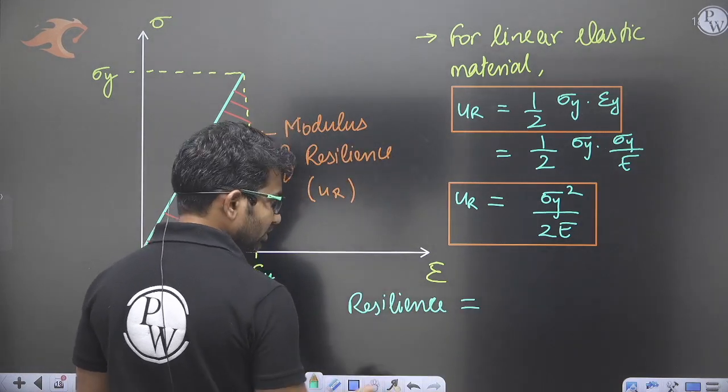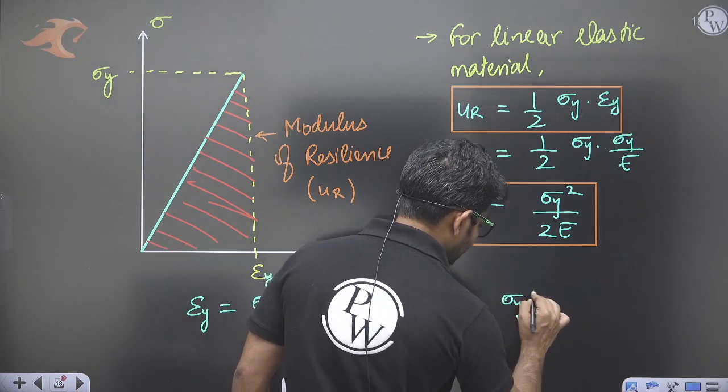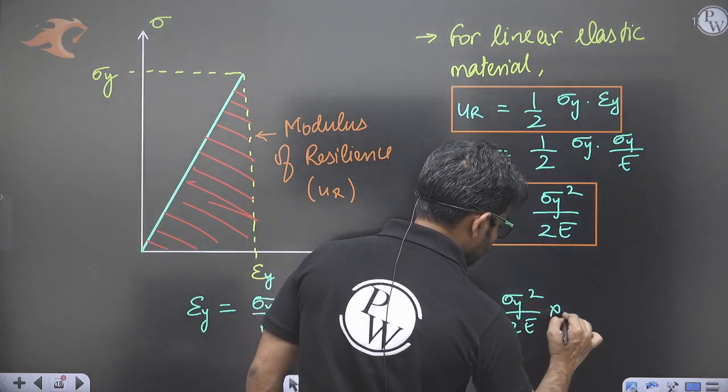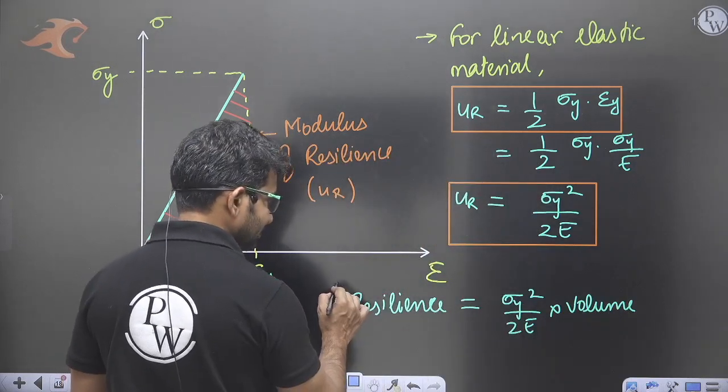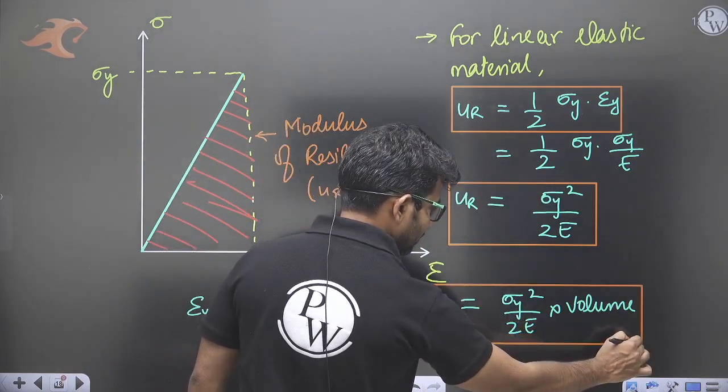So that means you can write it like this: sigma y square upon 2E into volume. That will be the value of resilience.